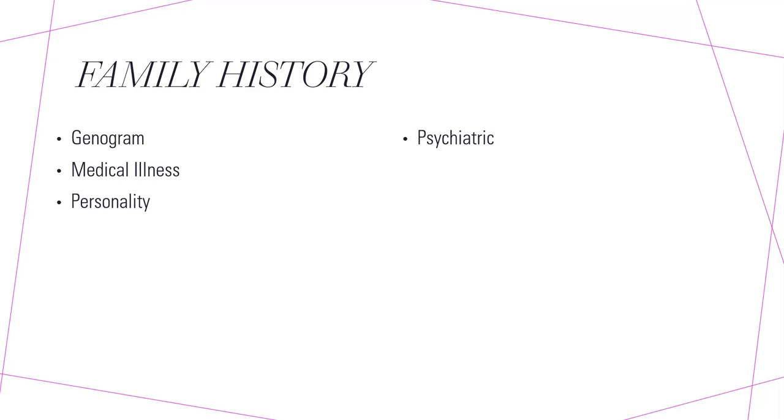Family history, again, the genogram, I use 3 generations. Is there any medical illness, any cancer, hypertension, heart disease, thyroid problems? I go down a whole list to get the medical illness. Any personality issues in the family or any psychiatric history. So when you ask about psychiatric, any mood disorders, anybody with psychosis, has anybody attempted or completed suicide? Anybody with any substance use?